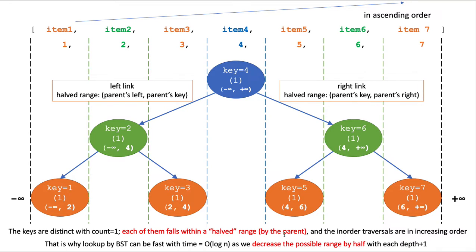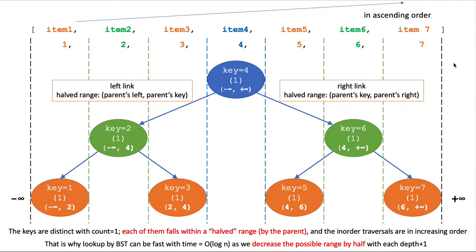It's halved by the parent, which is exactly why a binary search tree can be so fast with a time complexity of O(log n), as we decrease the possible search range by half with each iteration or depth. And this property, the search range, is how we are going to solve this question.